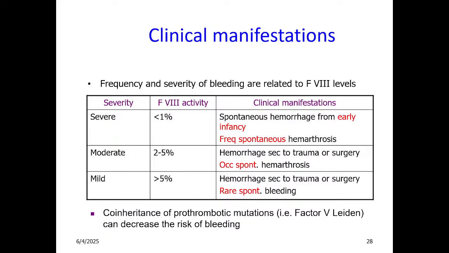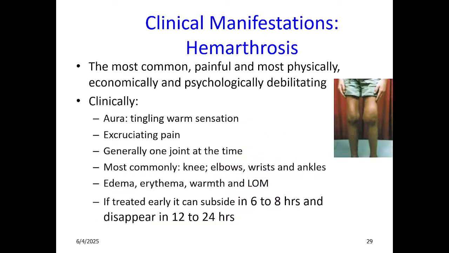So, co-inheritance of prothrombotic mutations like factor V Leiden can decrease the risk of bleeding. The most common, painful and most physically, economically and psychologically debilitating disease. Clinically, when hemarthrosis is there, then there is a sense of aura, tingling, warm sensation inside the joint that the patient will feel when blood is moving inside the joint.